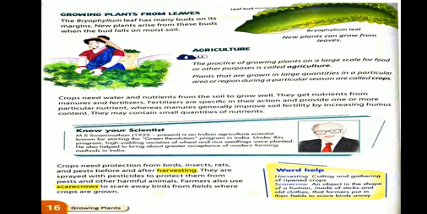Now, growing plants from leaves. The bryophyllum leaf has many buds on its margin. As you can see in this picture, new plants arise from these buds when the bud falls on the moist soil.